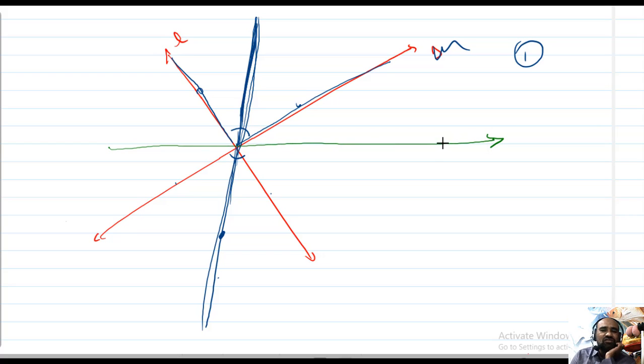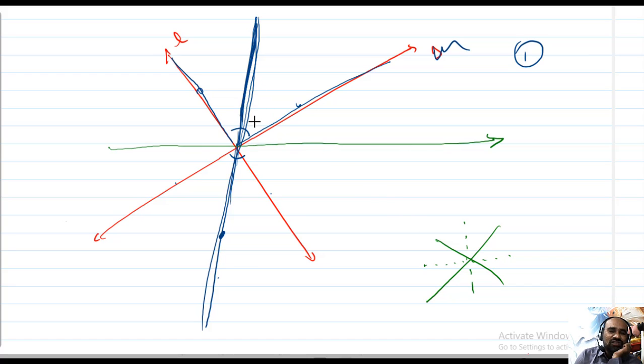Every point on this line also satisfies the given condition or conditions. What is the meaning of that? If two lines intersect one another, what is the locus of a point which is equidistant from the two intersecting lines? Means a pair of angular bisectors. Or in other words, I can say a pair of straight lines.